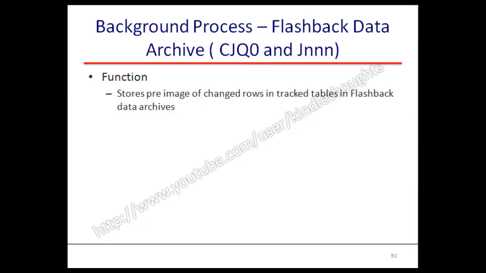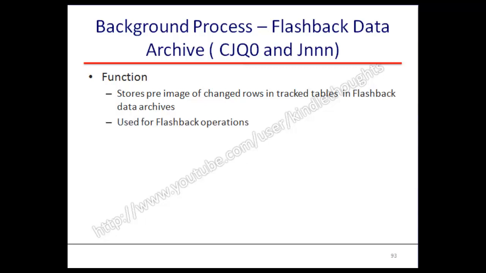You also have an optional background process called flashback data archive. The flashback data archive stores a pre-image of changed rows in track tables in flashback data archives. So here, what you do is identify certain tables for which you want to track the changes, and when you identify the track tables, any change that is made to this table, irrespective of whether it's committed or not, is stored. The pre-image of the change is stored in the flashback data archives, and this is typically used in flashback operations.